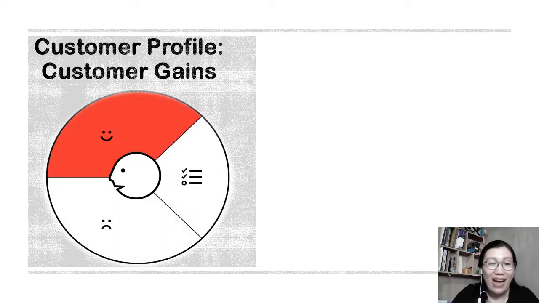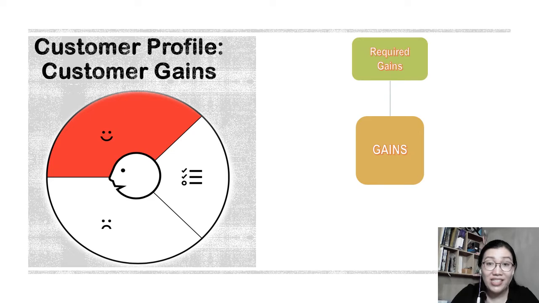Next in the customer profile is the customer gains. So gains describe the outcomes and benefits your customers want. So it includes functional utility, social gains, positive emotions, and cost savings. So there are four types of customer gains in terms of outcomes and benefits. First is the required gain.